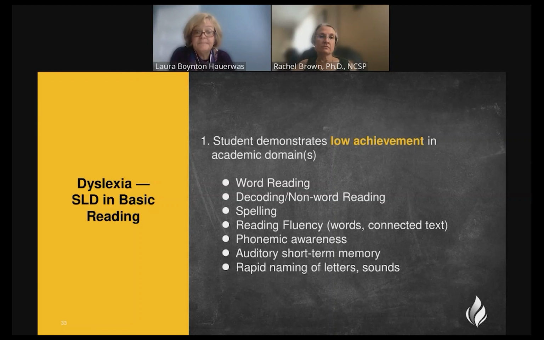spelling. Their reading fluency would be slower, both in terms of reading individual words and reading connected text. They would have difficulty in phonemic awareness, that is being able to identify, blend, and segment sounds separate from the letters. They frequently will have shorter, less developed auditory short-term memory, and they respond to or name letters, sounds, numbers slower, rapid automatized naming.